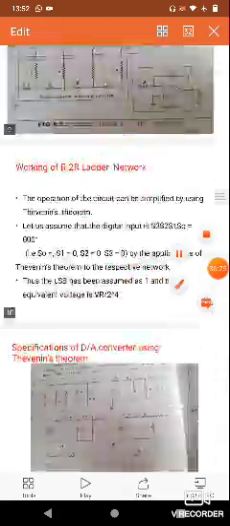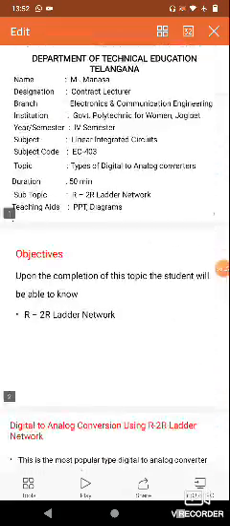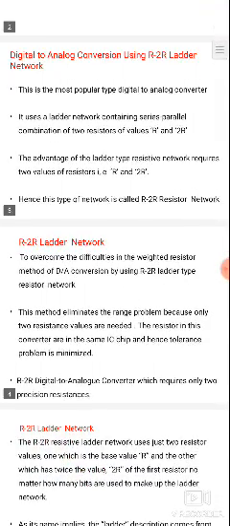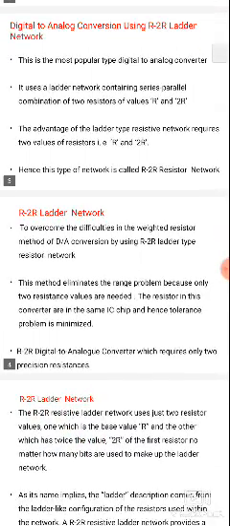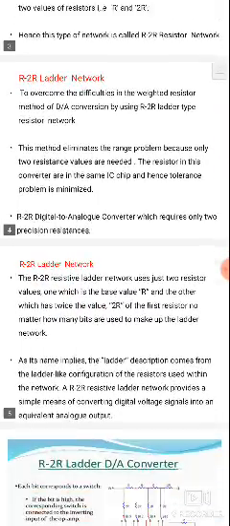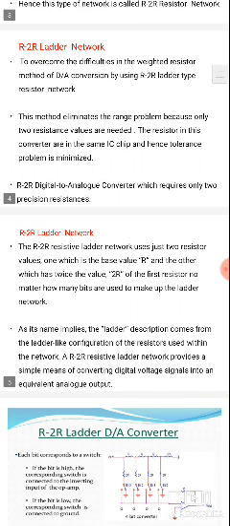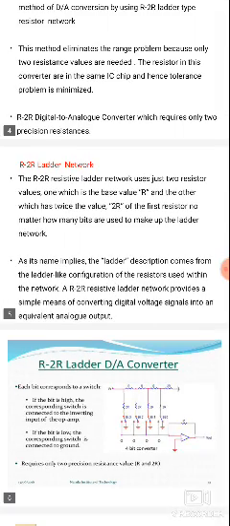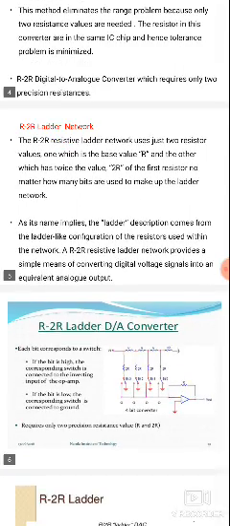So R-2R is nothing but the R and 2R combination. It is a ladder network type. The construction is a ladder network, and it requires only the two resistors, R and 2R. The R-2R ladder eliminates the problems of the binary weighted resistor. The main advantages are that tolerance problems are also minimized, and it is a simple, cost-effective circuit, since only the resistor values R and 2R are needed.